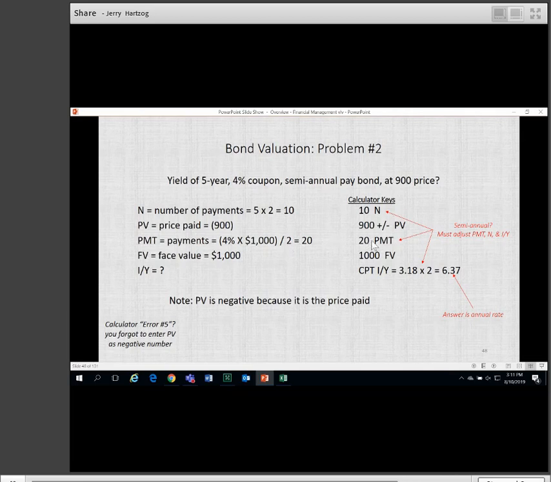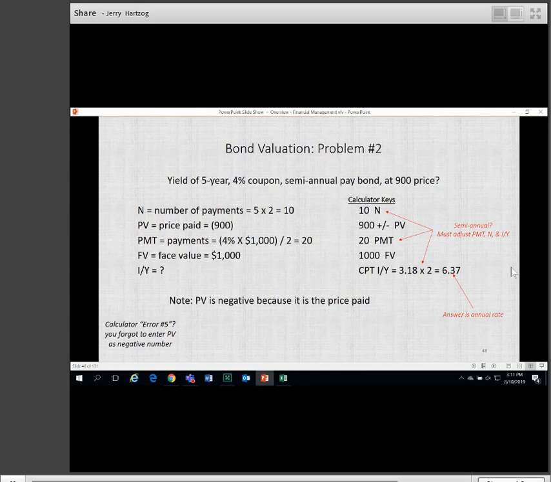The payments are still 20. Face value is still 1,000. I'm going to compute IY, and I'll get 3.18. Now, N is the number of semi-annual periods. PMT is the size of the payment per semi-annual period. And likewise, at 3.18, that is the yield per semi-annual period.